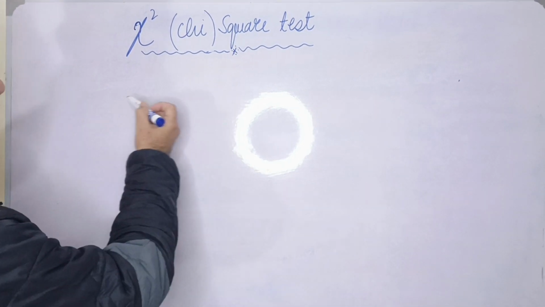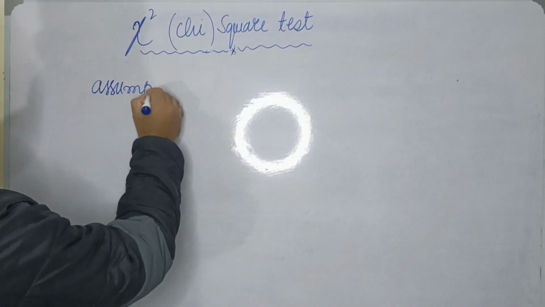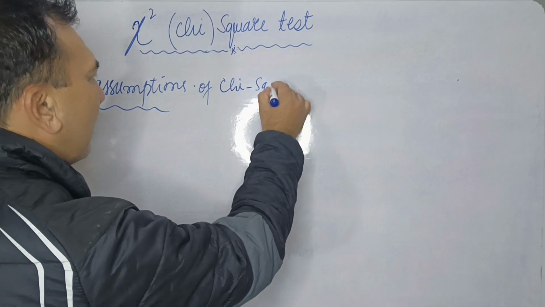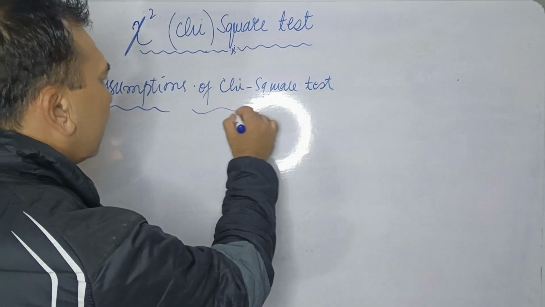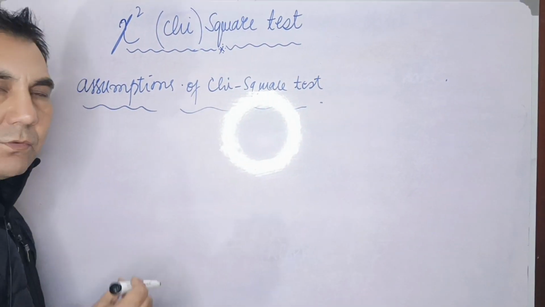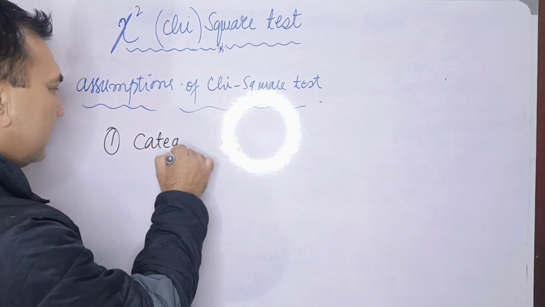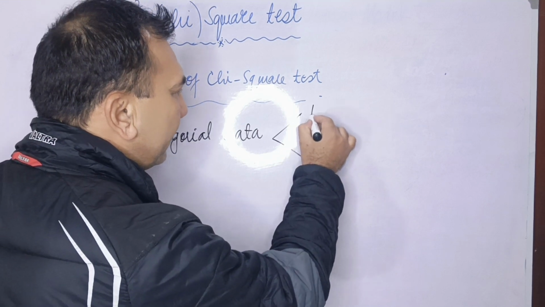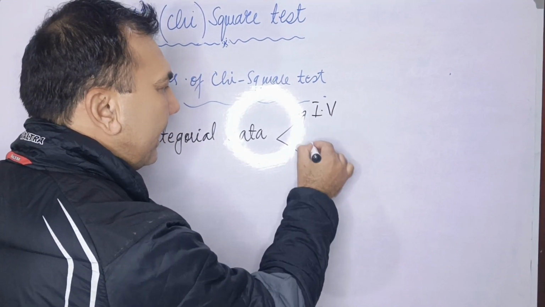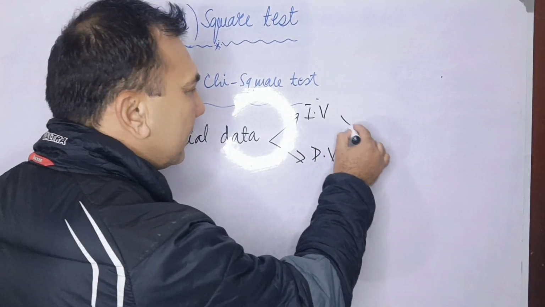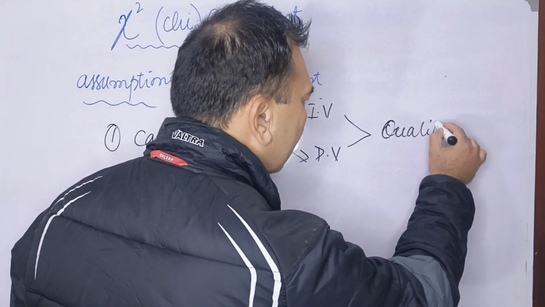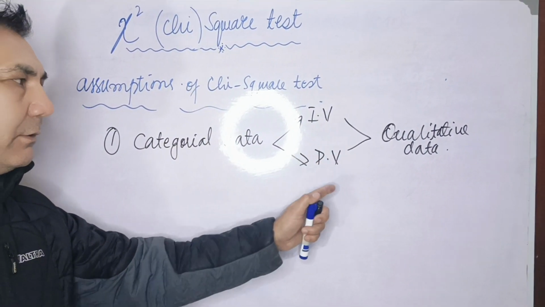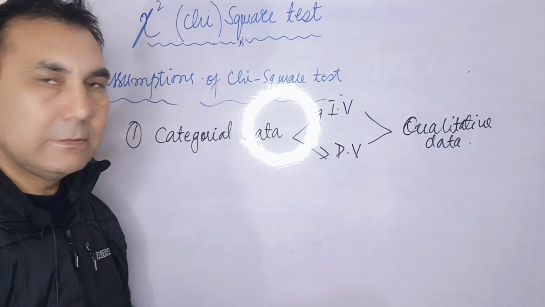Now we will learn about the assumptions of the chi-square test. The first assumption of the chi-square is that it is always used for categorical data. Both the independent variable and the dependent variable are qualitative data, either nominal or ordinal. This is the first assumption.